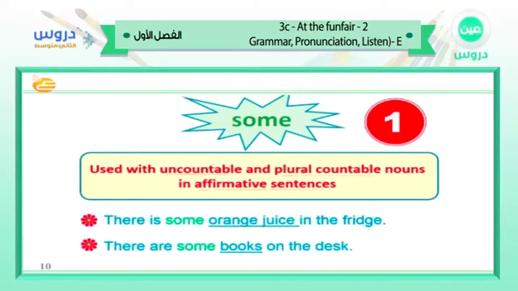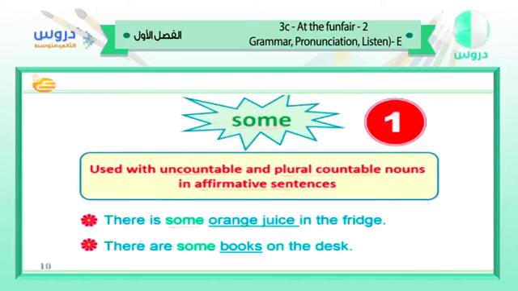Okay, there is some orange juice in the fridge. Some orange juice in the fridge. So it's an affirmative sentence. Countable or uncountable? Orange juice is uncountable, and it's affirmative, so we use some. Okay, everybody?